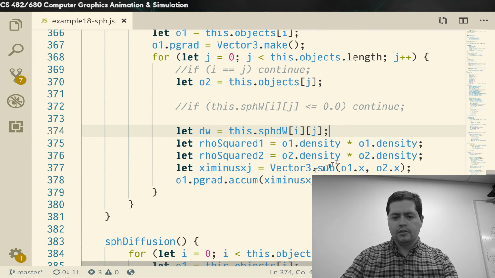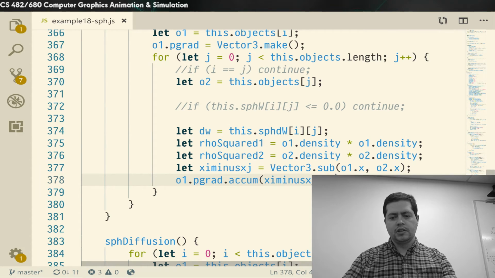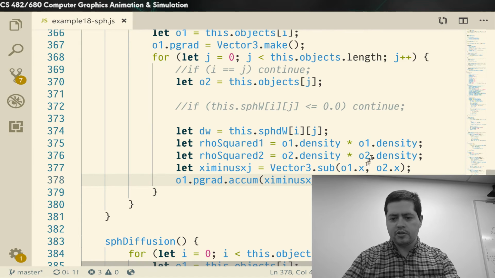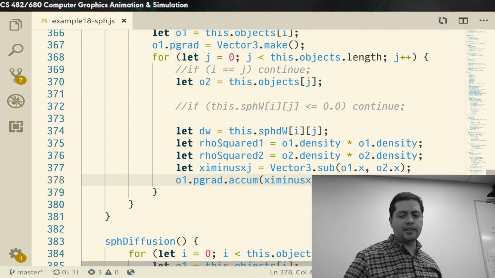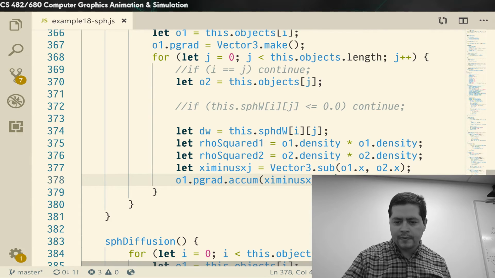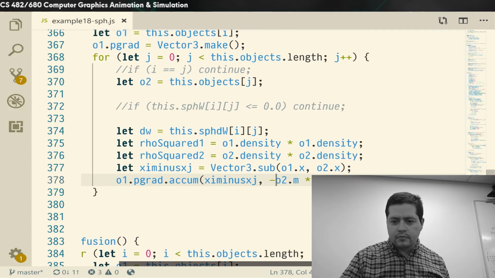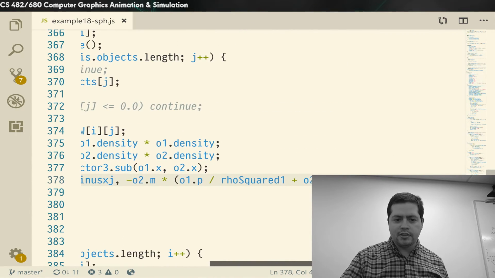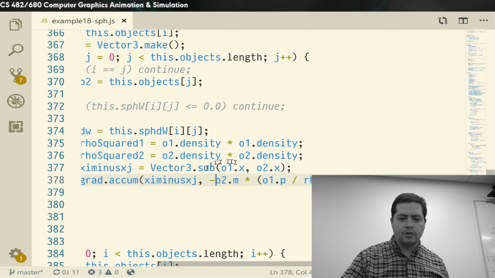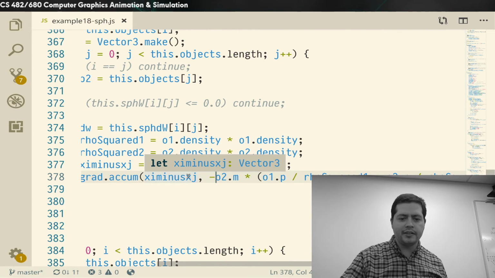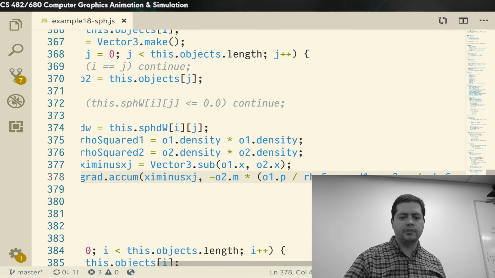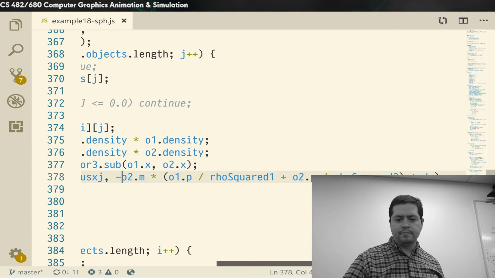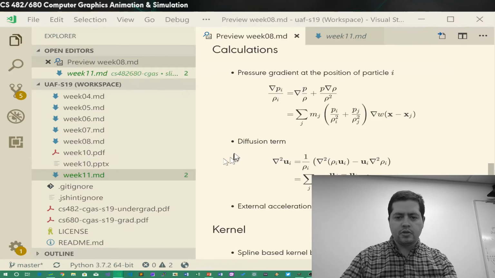Now maybe this is where we're getting our problem. In fact, I think this is where we are getting the problem, as Dane mentioned, because we don't have the minus sign in there. So we'll see what happens when we do this. You'll see this is more or less just accumulating. So xi minus xj is just the difference between those two vectors, and then we're multiplying the mass. So let's go back over here.